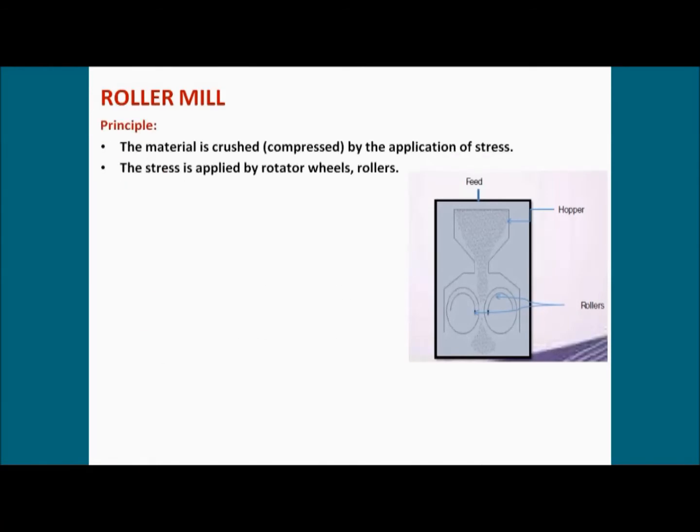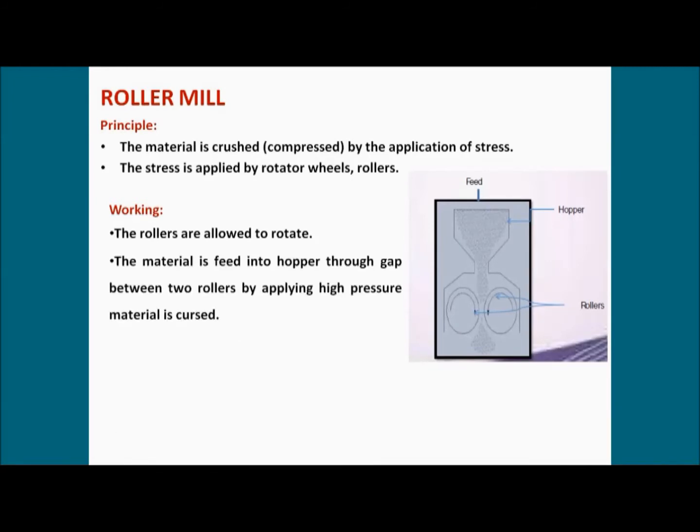So, the principle: the material is crushed or compressed by application of stress. The stress is applied by the rotating wheels, and these are known as the rollers. So, working: the rollers are allowed to rotate usually in the same direction, right? The material is fed into the hopper. This is the feeding part. The material which we want to grind is fed through the gap between the rollers by applying high pressure, and the material then gets crushed.